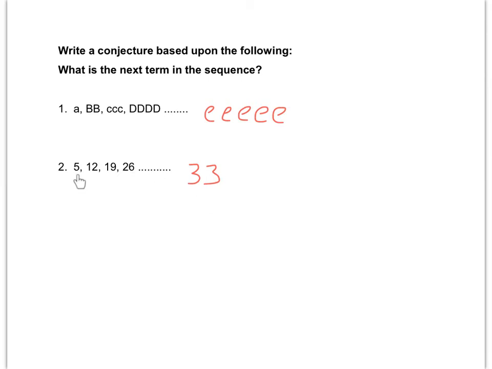But maybe these are Saturdays in the month of April. So we have April 5th. April 12th is the next Saturday. April 19th would be the next Saturday. April 26th is the next Saturday, but maybe now the next one would be May 3rd, so maybe the next number here should have been 3 and not 33. And there's where we have the fallibility, or the fact that inductive reasoning is not always perfectly true.